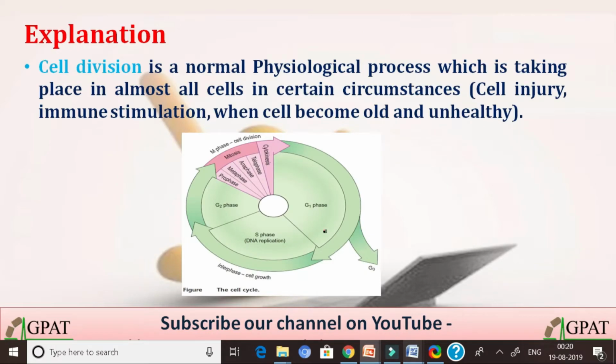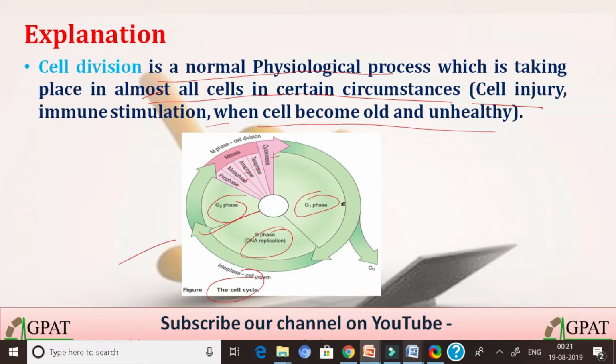Let's discuss with the help of the explanation, students. Cell division is a normal physiological process which takes place in almost all cells in certain circumstances, that is cell injury, immune stimulation, or when cells become old and unhealthy. This diagram shows the phases, that is the G1 phase, S phase, G2 phase, prophase, metaphase, anaphase, telophase. So students, this is the cell cycle. Try to draw it in your notebook, so you will not face confusion.